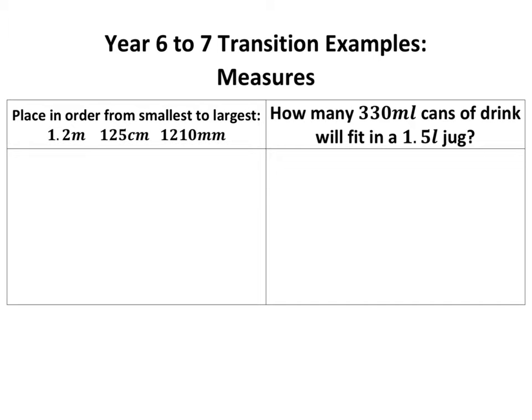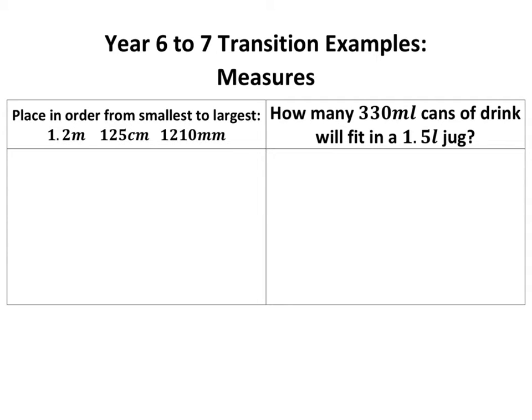Okay, when we're comparing different measures, there are two types, metric and imperial. Imperial is the old stuff like miles, pints, gallons, pounds, ounces and stones, whereas metric has nice amounts, going in hundreds, thousands and tens. So we've got to put everything into the same unit.